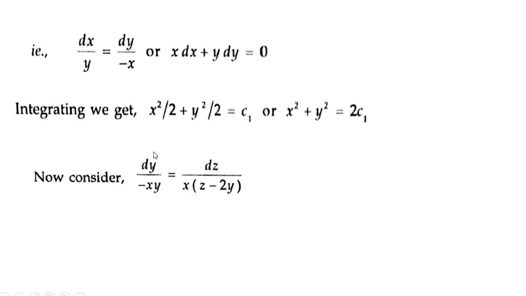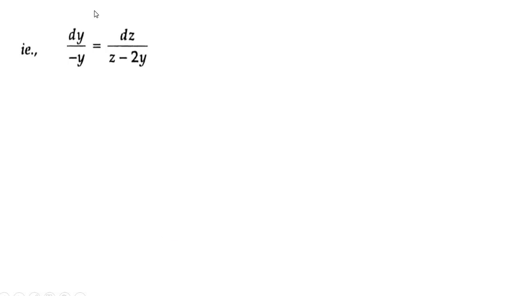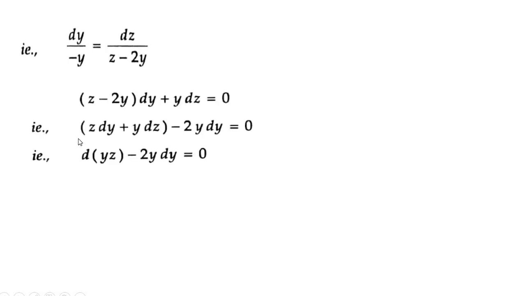Now what can you do with the next term? We shall consider dy by minus x y, that is the second and the third term. Okay, dy by minus x into y is equal to dz by x into (z minus 2y). Since you have an equal sign, x will get cancelled on both the sides. So what will remain here? dy by minus y is equal to dz by (z minus 2y). Here dy is a function of y. What about dz? What can we do here?